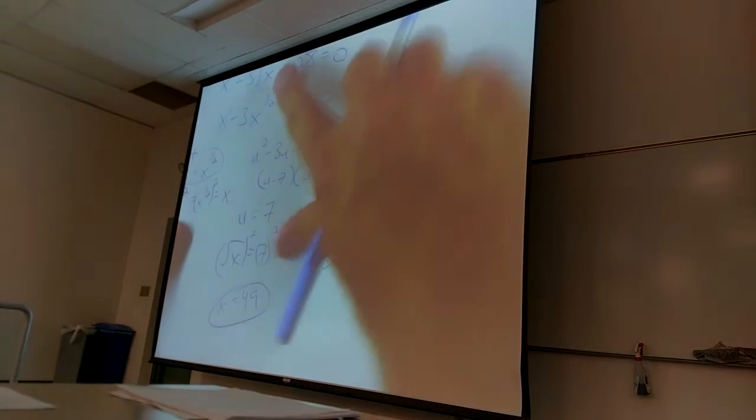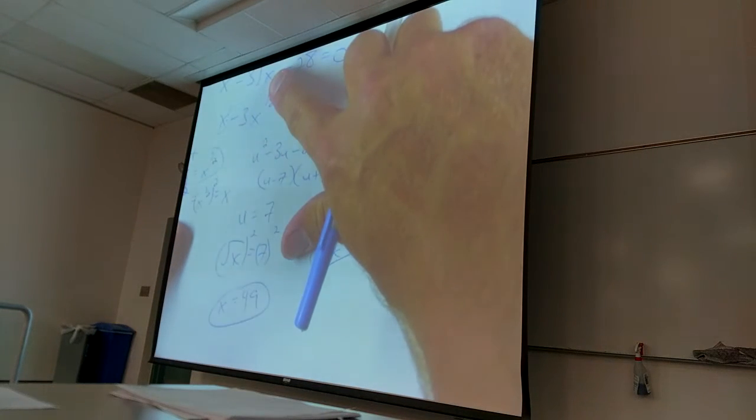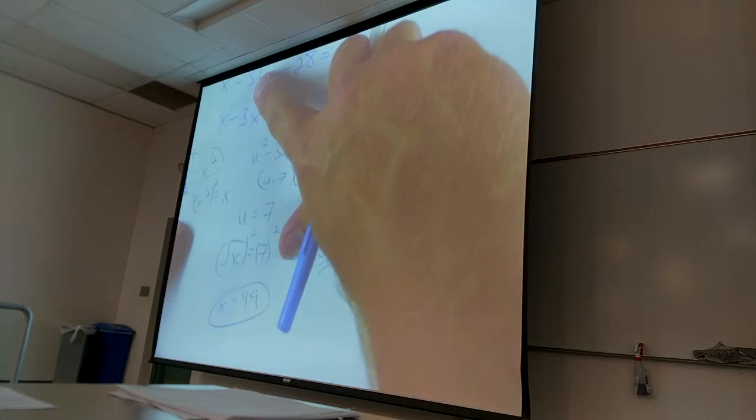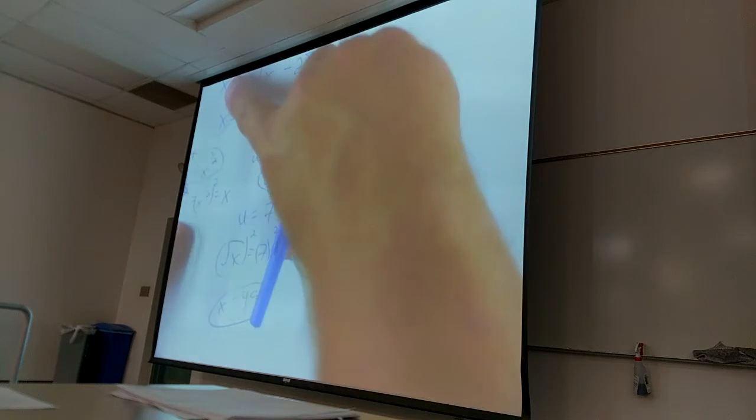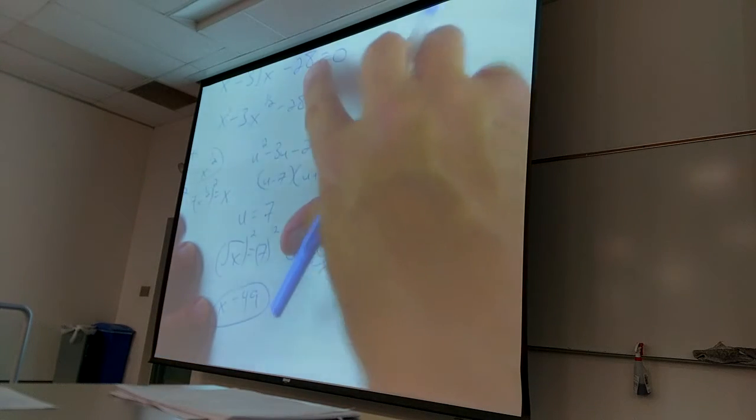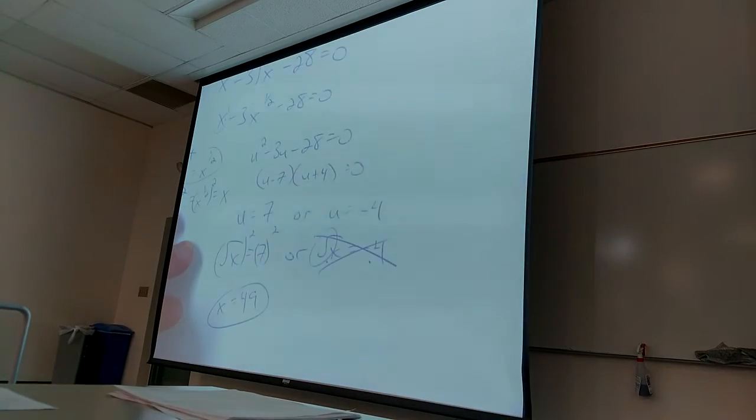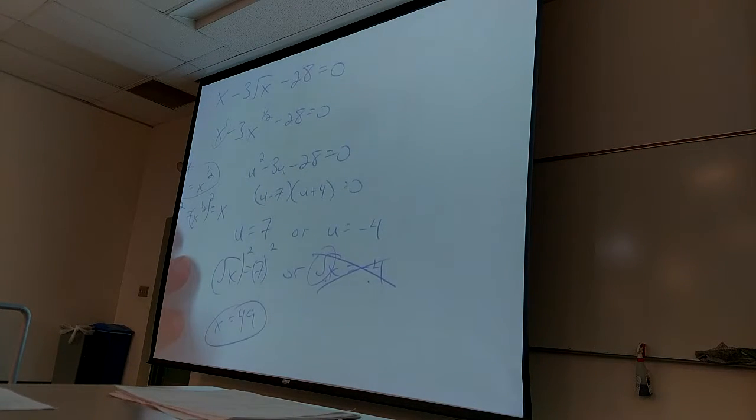Let's see if it works. What's the square root of 49? 7 times 3. 21. Take away from 49 is 28. Minus 28 is 0. Yay, it works.